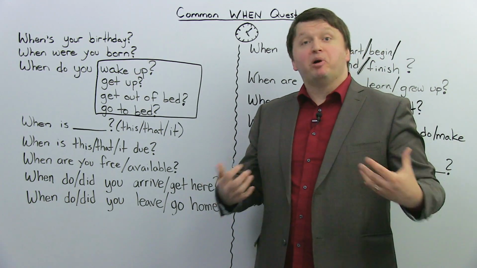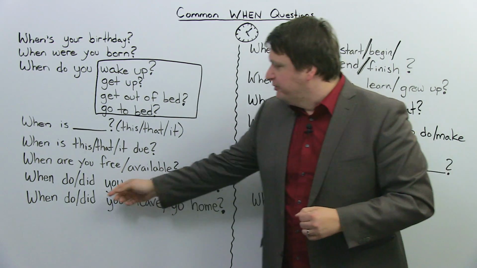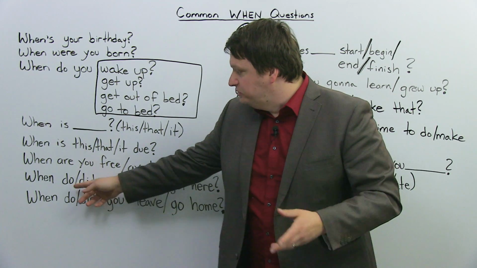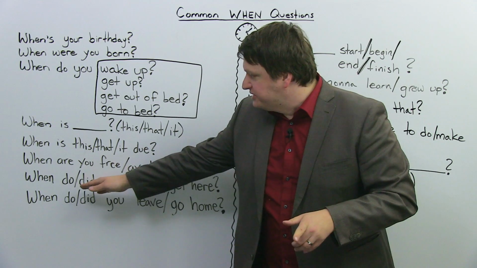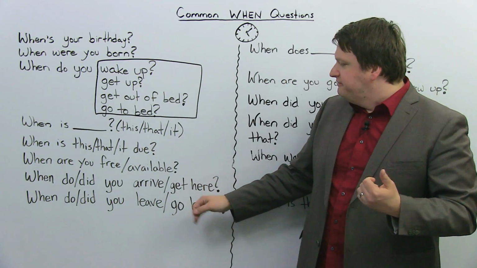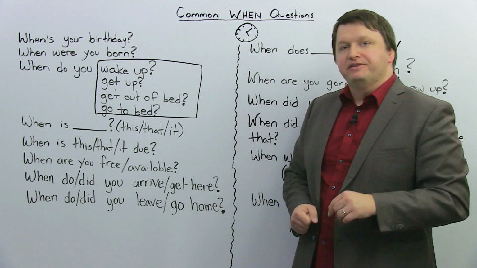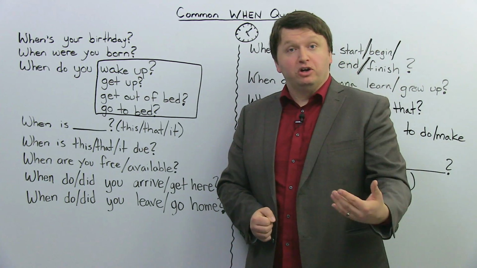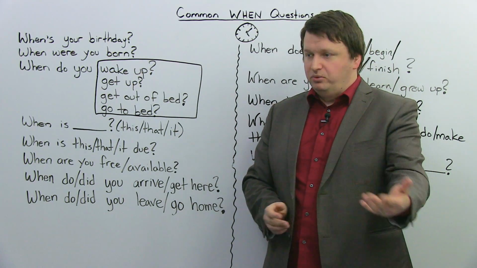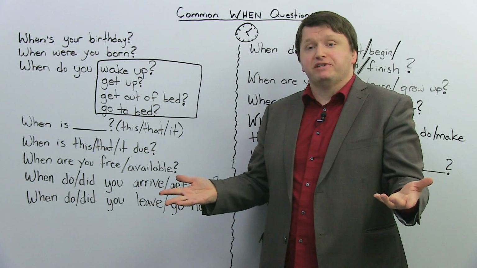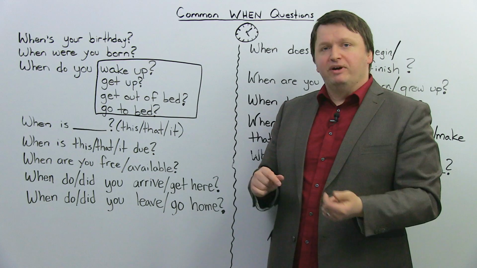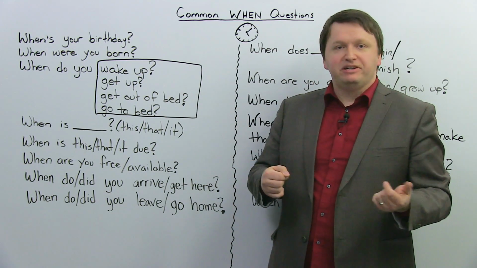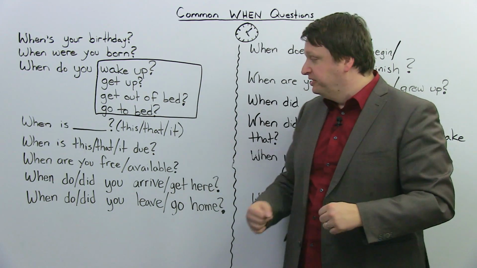And next, the next two, they deal with arriving and leaving. So this can be for a party, for example. So I'm going to do when, do or did, in the present or the past. We'll do the present first. When do you arrive? When do you get here? So if you have a coworker and you're just making conversation, say, hey, when do you normally arrive here? When do you get here? When do you come to work, for example?